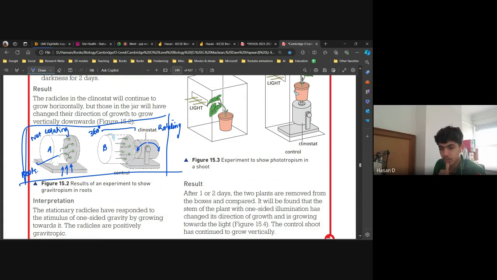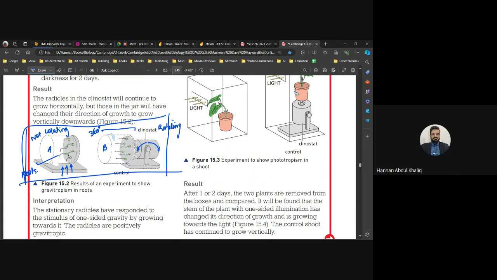Because it is rotating, the gravity will be taking effect. The gravity is equally falling on all sides of the root, meaning that it would clearly move in a straight direction, just like the natural plant. Is it clear?